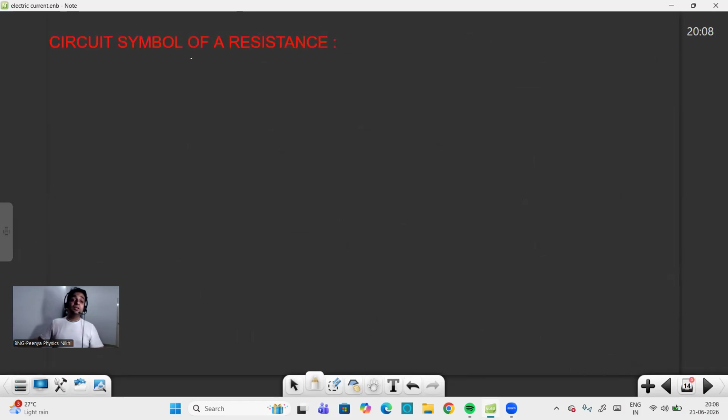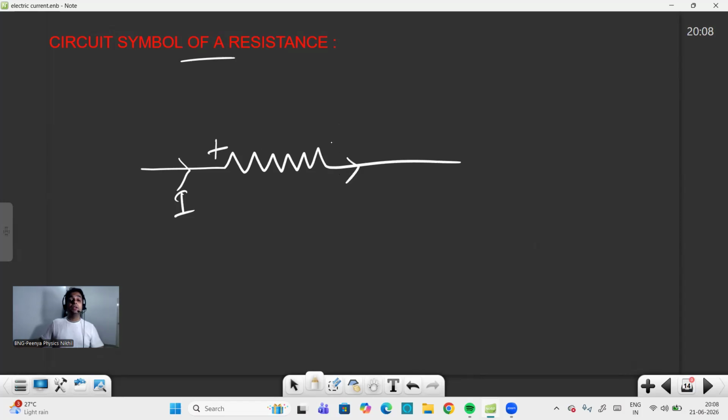Now, what is the circuit symbol of the resistance? A resistor has its own polarity. Where the current enters the resistor, that end we take as the plus sign, and where it leaves, we take the minus sign. For example, a cell has its polarity: the shorter line is minus, the longer line is plus. But a resistor doesn't have its own polarity. So anywhere in the circuit, whenever we have to show its polarity, where the current enters the resistor, that end will be considered as plus.